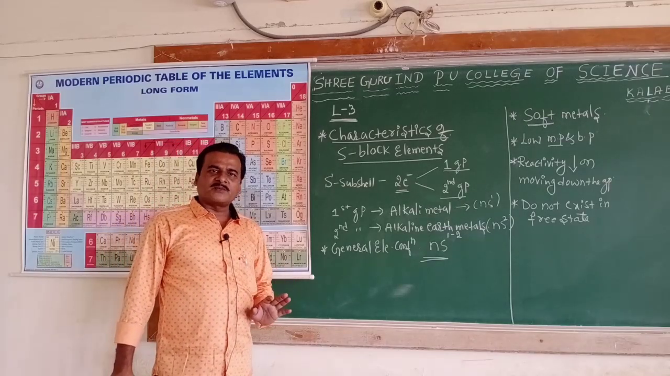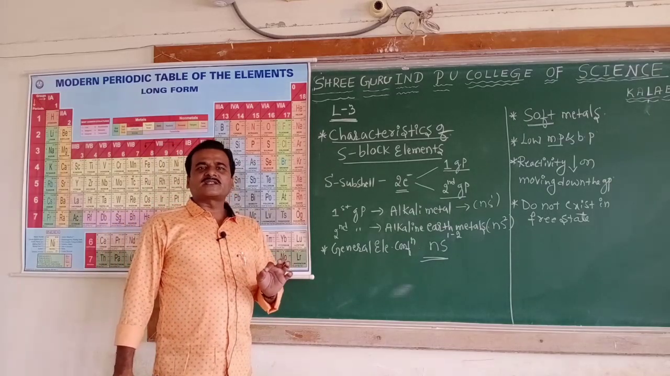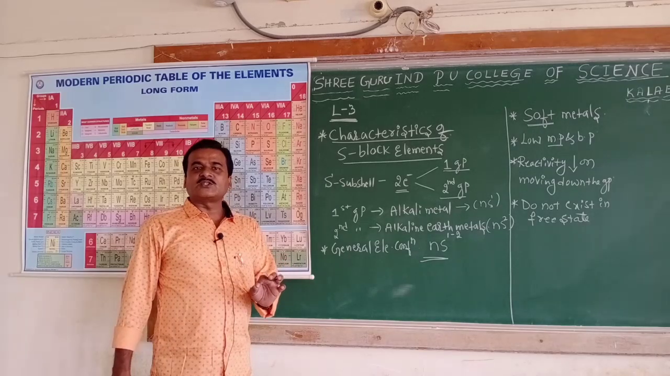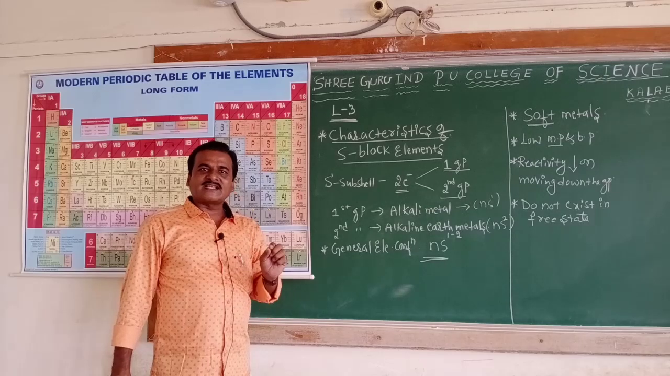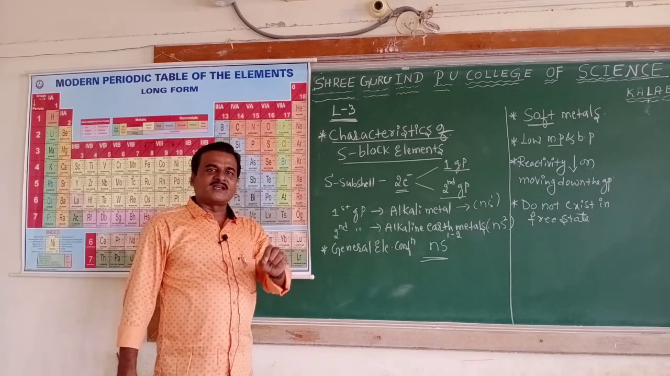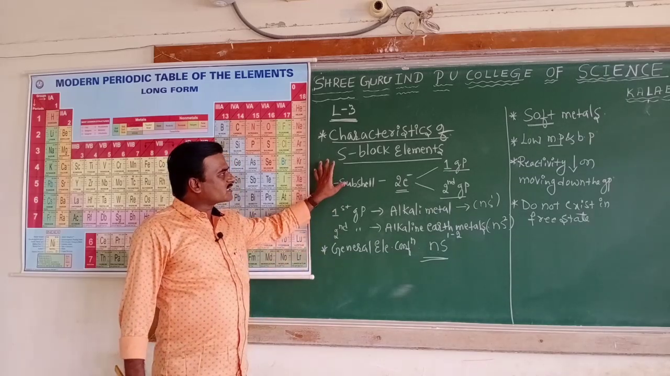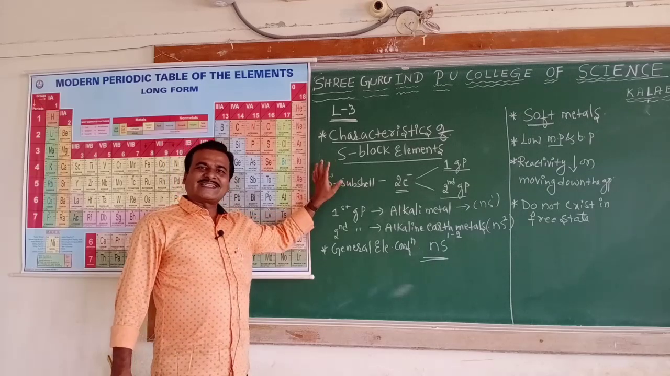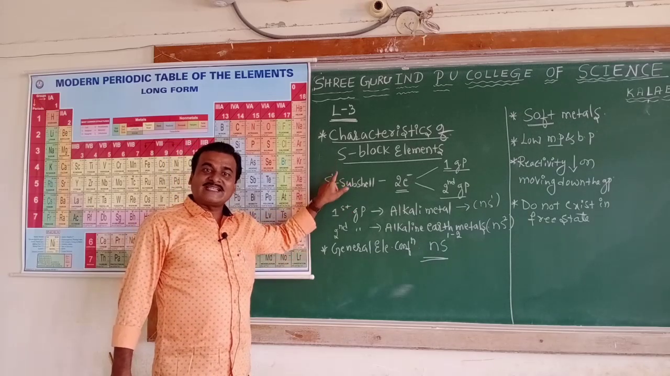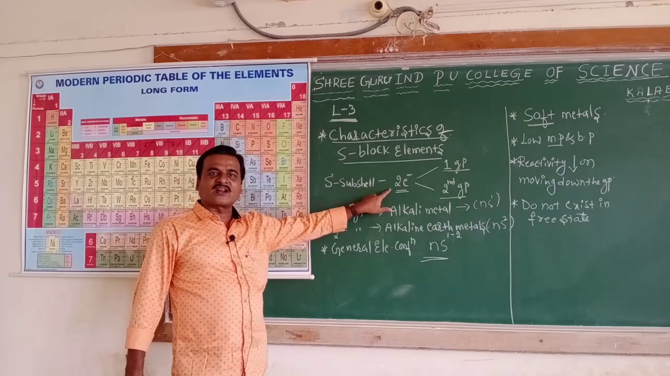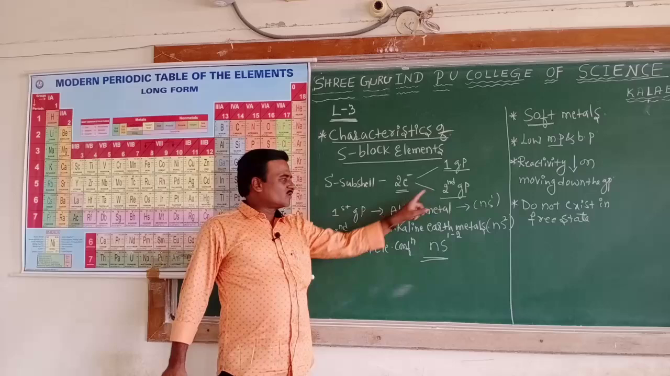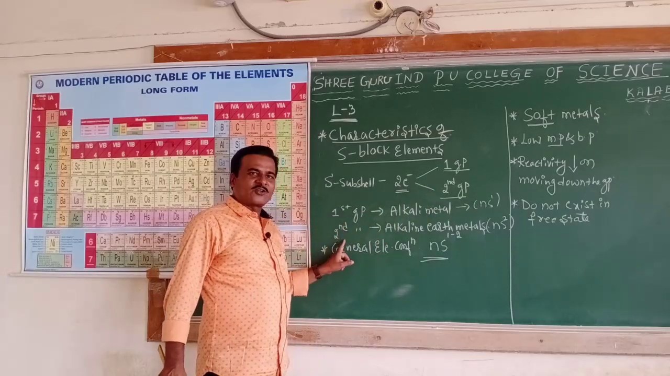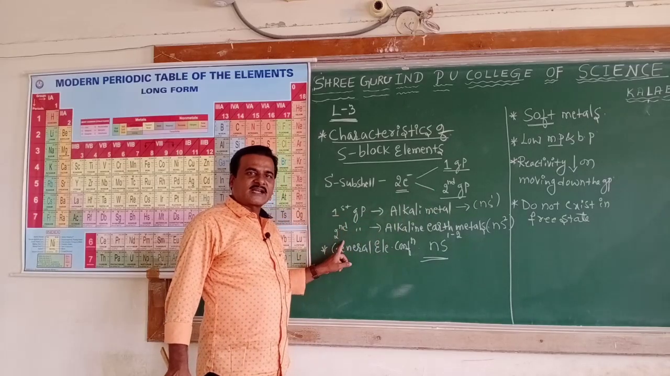What are S block elements? The elements in which the last electron enters into S subshell of the outermost orbit are called S block elements. And since S subshell contains 2 electrons, the S block consists of 2 groups. Group number 1, second group. First group and the second group.